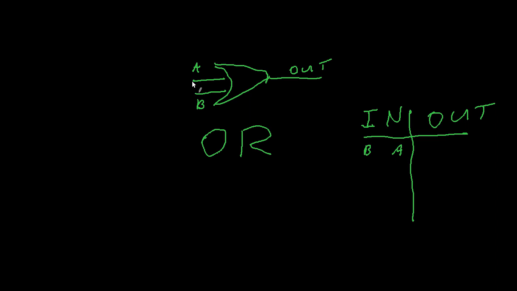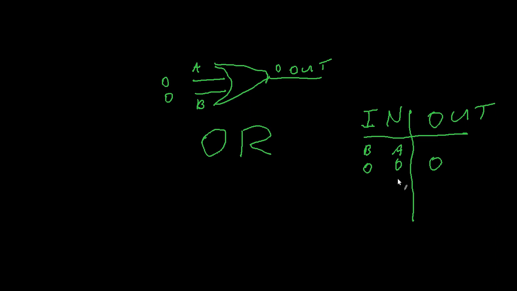So if I put a 0 on A, and I put a 0 on B, then I'm going to get a 0 out. So let's write that over here. So we put a 0 on A, put a 0 on B, we get a 0 output because 0 or 0 is 0. If I'm not holding an apple and I'm not holding a pear, then I'm not holding a fruit. So my output is false. My output is 0.